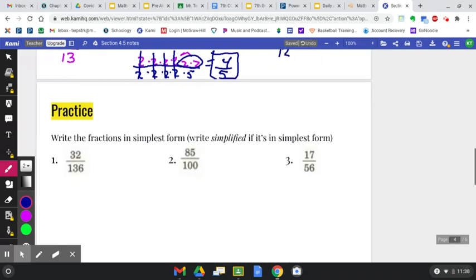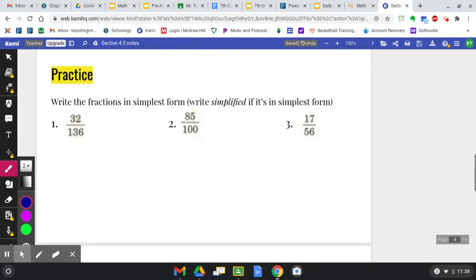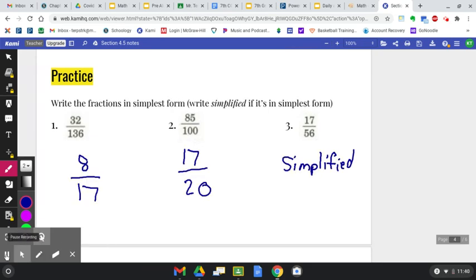All right, take a minute and pause here and see if you can simplify number 1, 2, and 3 using whatever method you choose. So pause here and try them. All right, go ahead and check your work there.